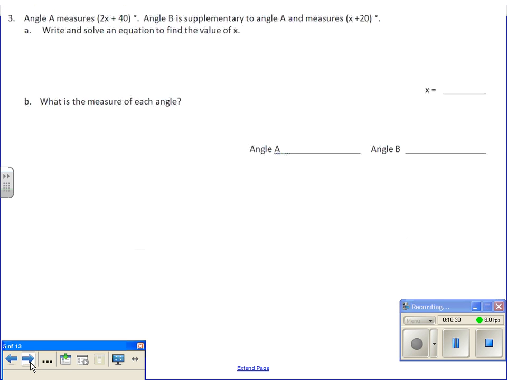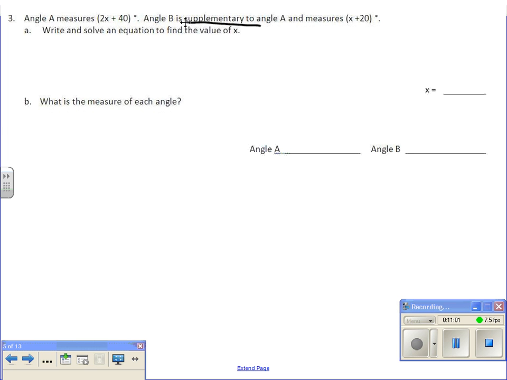So keep going. Now these are the ones we've been covering in class quite a bit, right? An angle A measures 2x plus 40 degrees. So we're not given an angle measure. We're going to be given an expression that is standing in for the angle measure. Angle B is supplementary to angle A, so that's pretty important. It's supplementary, and it measures x plus 20 degrees. So we're going to write and solve an equation to find the value of x.